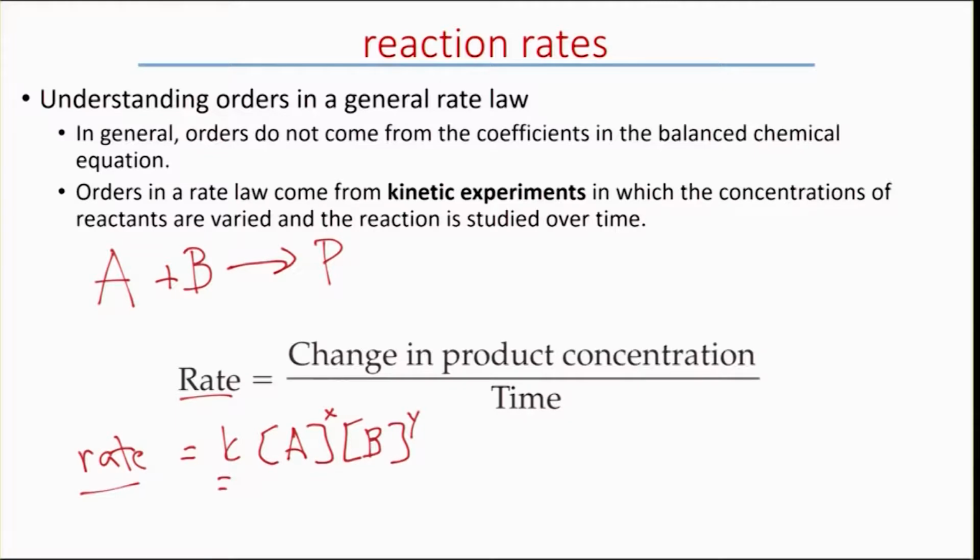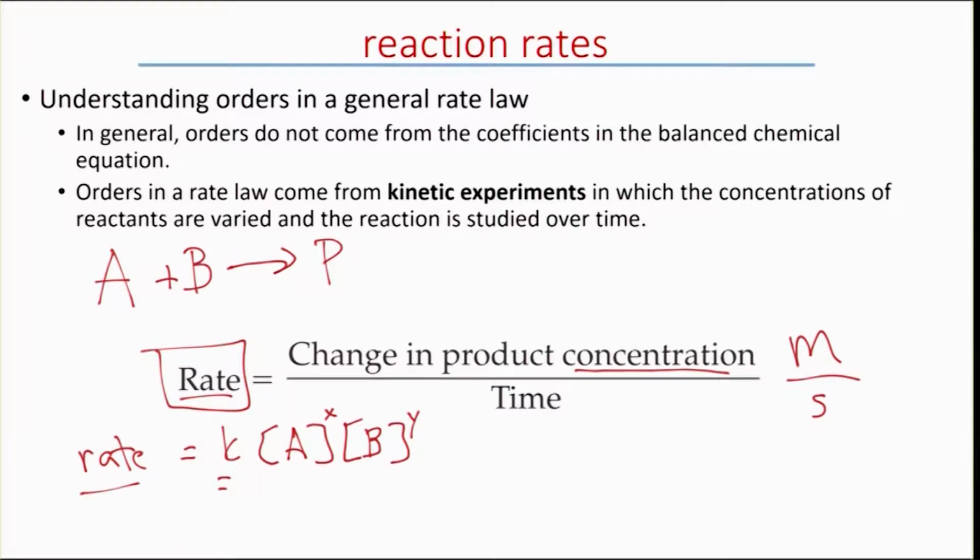Looking at change in product concentration, this will have a unit of molarity, and this will be per time, and time will be in seconds. So molar per second will be your units on rate. What will be your units on A and B?